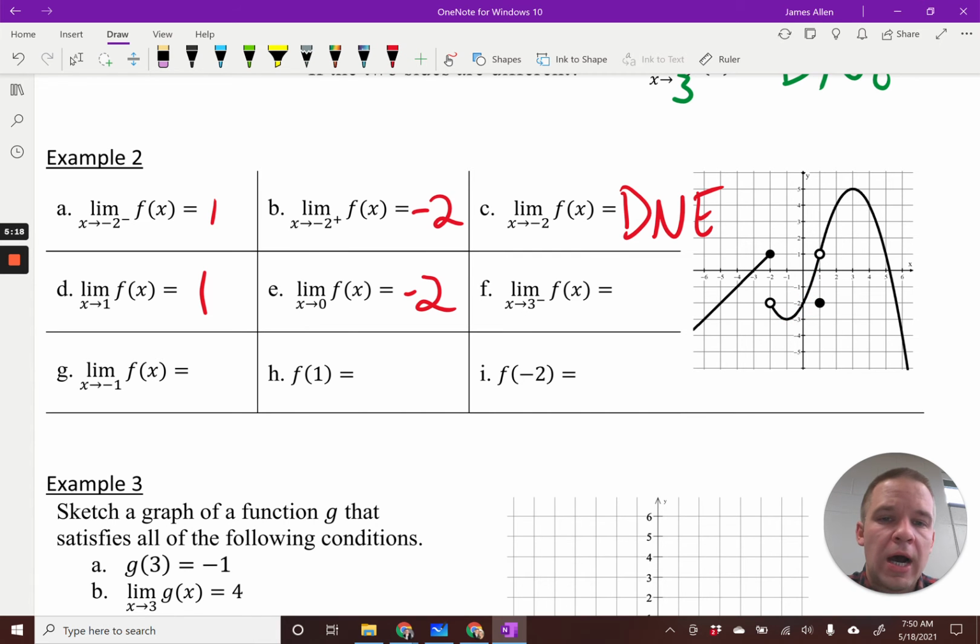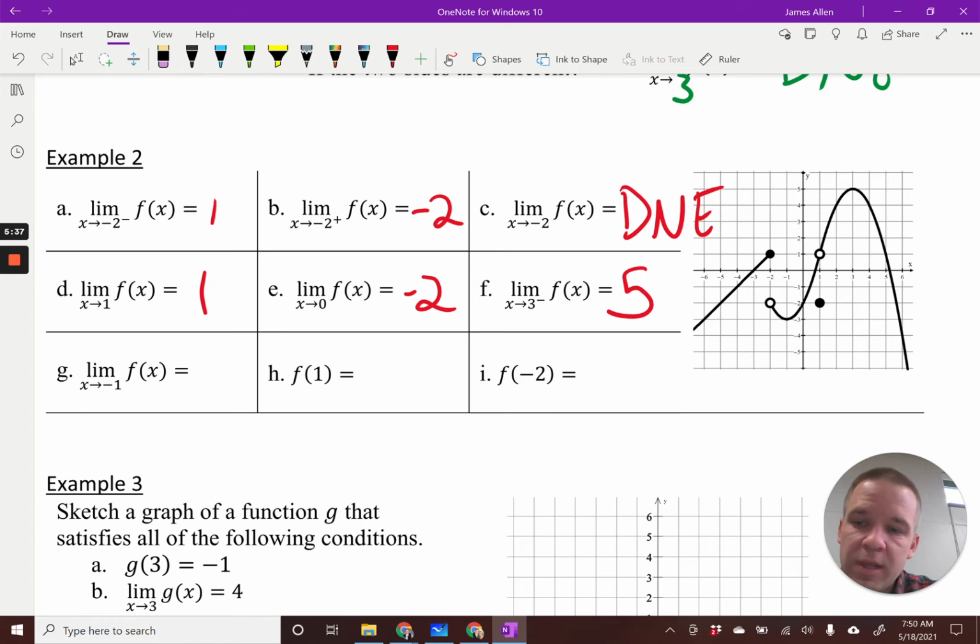Cool. The limit of f of x as x approaches 3 from the left side. So it's approaching 3 from the left. That would be right up here. There's my x value of 3. What's my y value? It's 5.